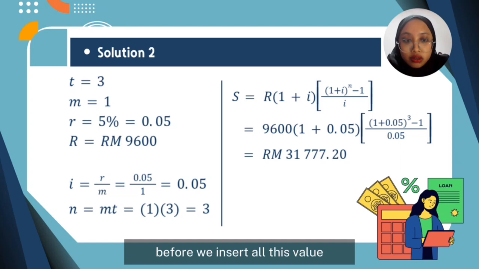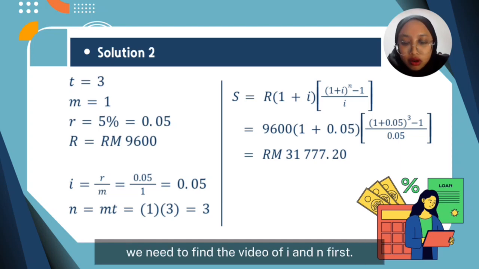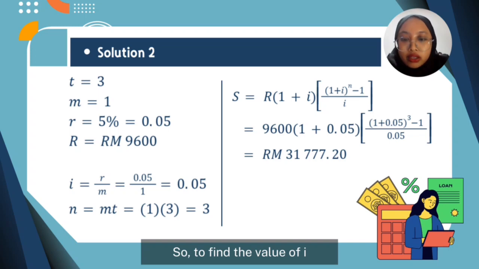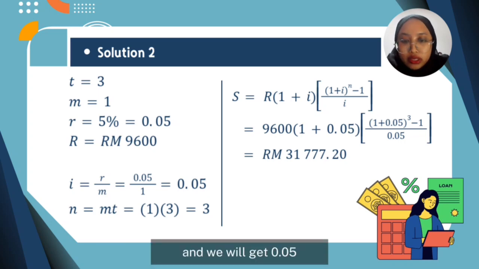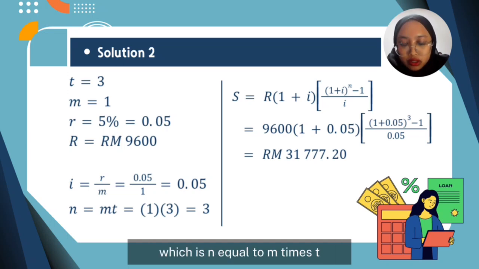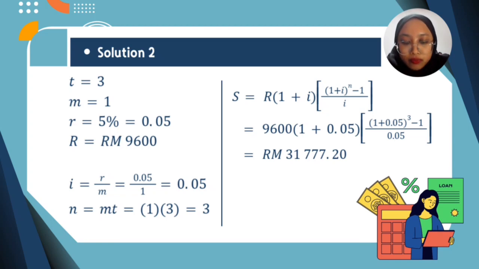Before we insert all these values, we need to find the value of i and n first. To find the value of i, i equals r over m, which is 0.05 over 1, and we will get 0.05. To find the value of n, n equals m times t, which is 1 times 3, equal to 3.